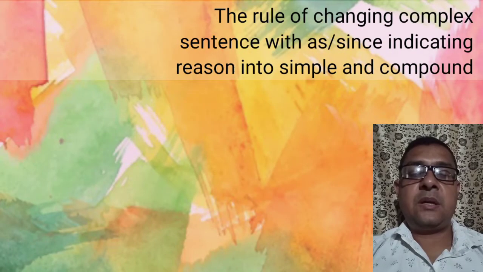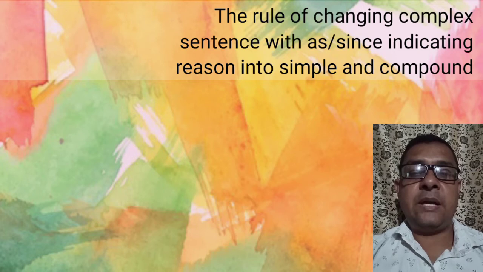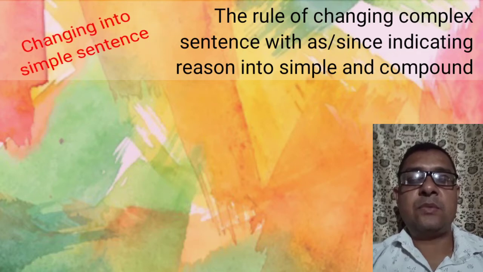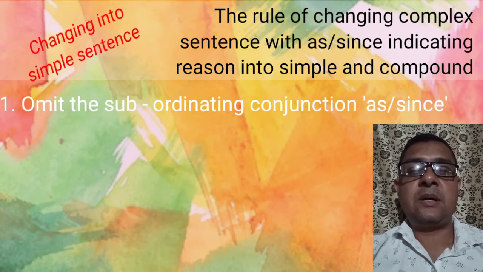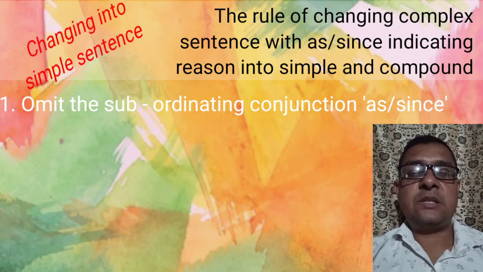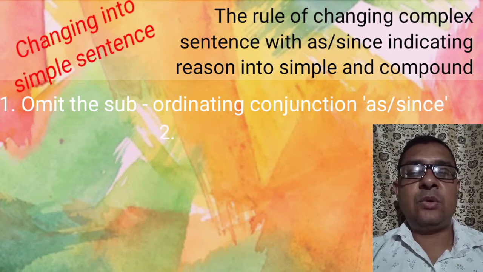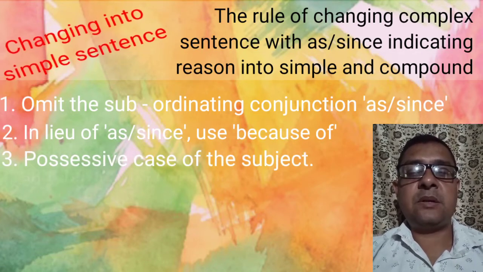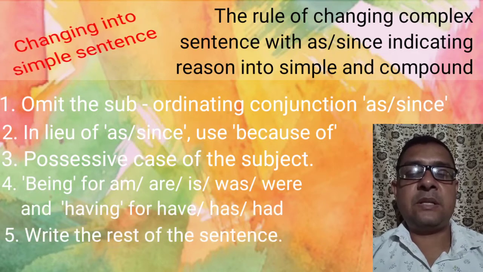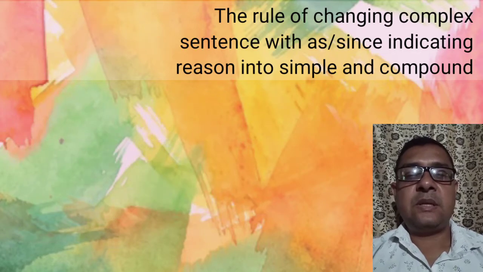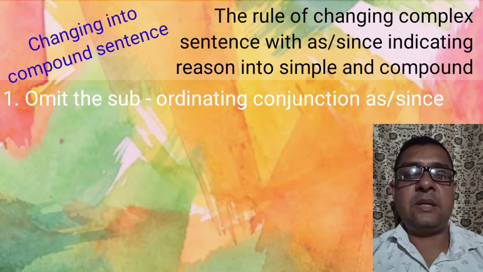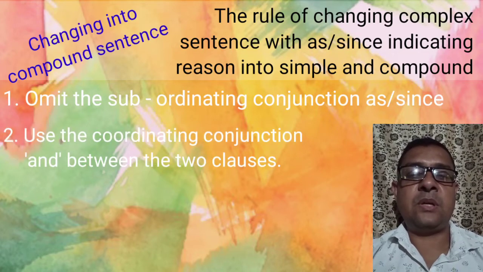In case of changing complex sentence with since or as indicating the reason into simple sentence and compound sentence, just omit the subordinating conjunction since or as, and in lieu of it you have to write because of, then write the possessive case of the subject, then write the rest of the sentence. And in changing into compound sentence, just omit as or since, then use the coordinating conjunction and between the two clauses.